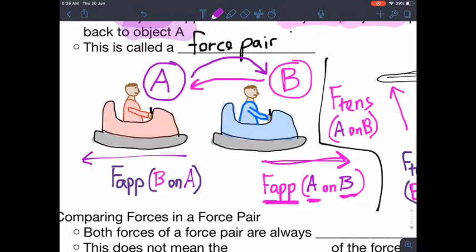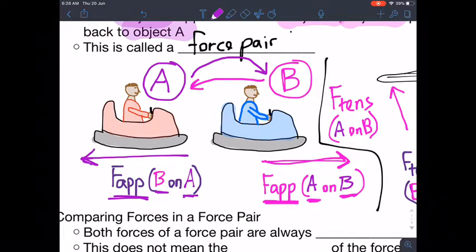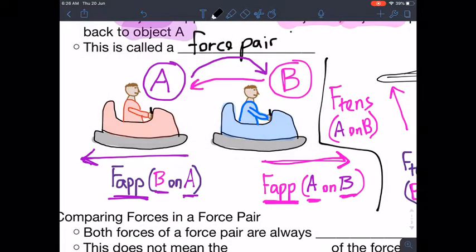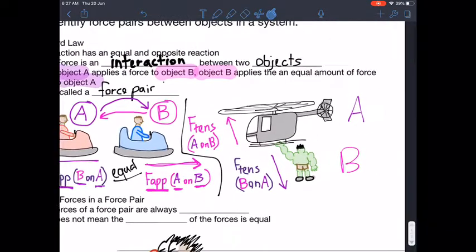So we have another applied force over here from object B on object A. This one is to the left. And you'll notice these two forces are exactly equal. Okay, they're just in opposite direction.